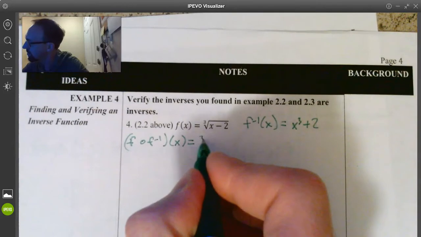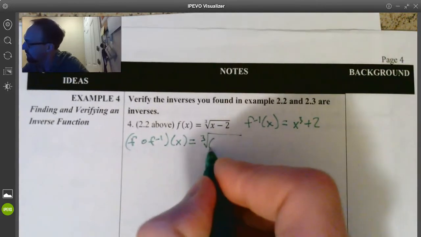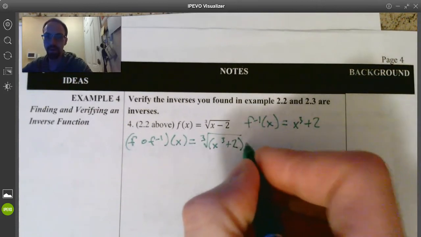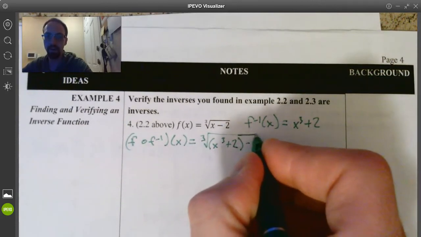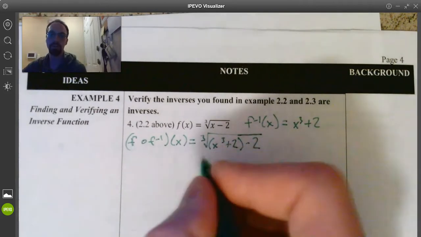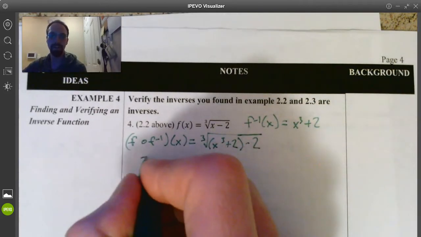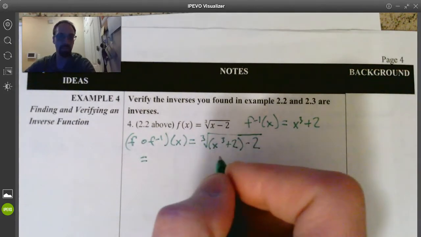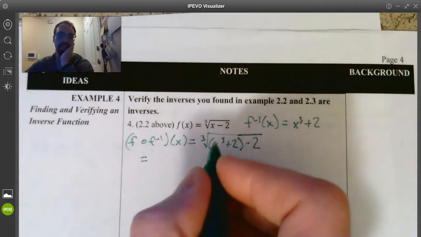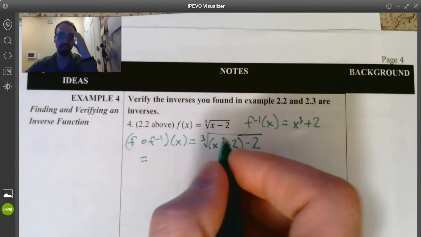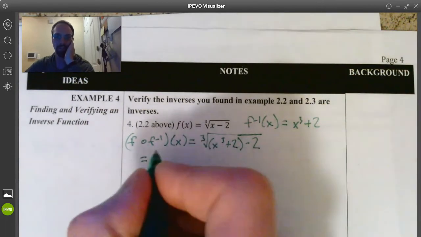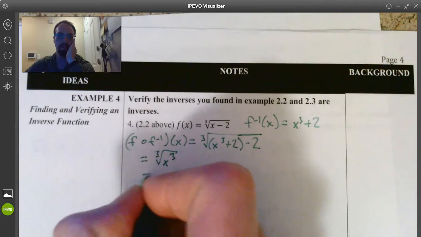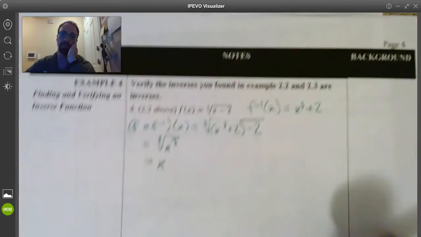So I have the cubed root of x cubed plus 2, and then minus 2, and this is all underneath the same cubed root. Now when you're verifying this, essentially you're simplifying as much as possible. The plus 2 and the minus 2 cancel each other out, so I have the cubed root of x cubed, and the cubed root of x cubed is x. So this does in fact verify this way.